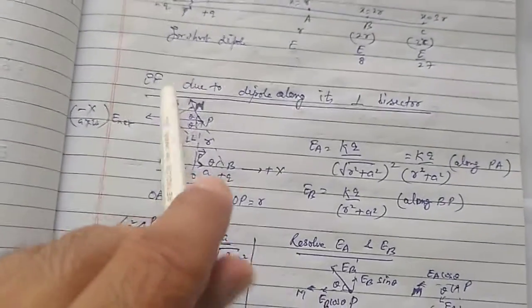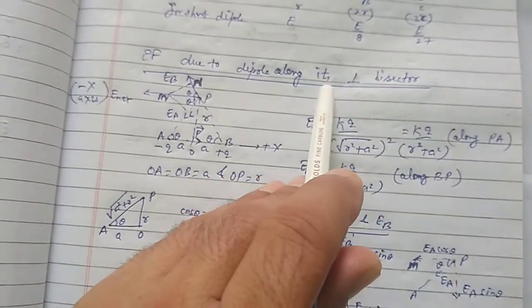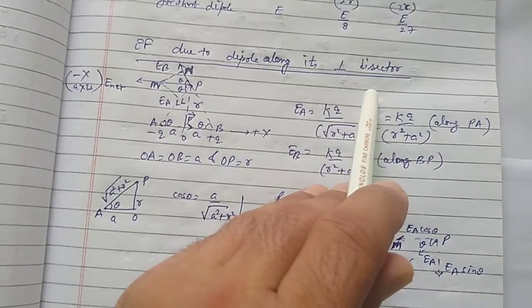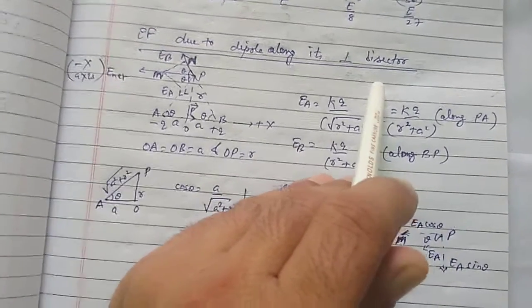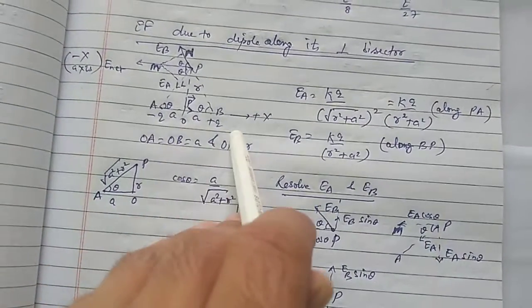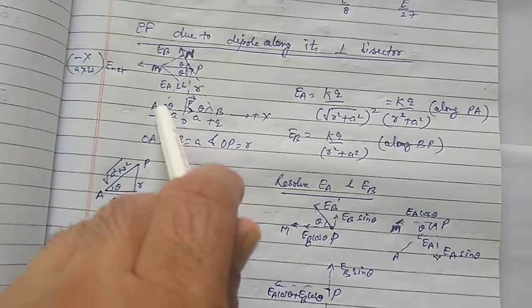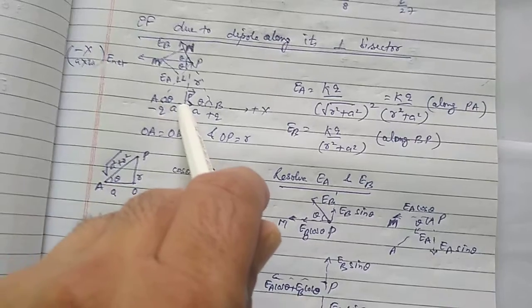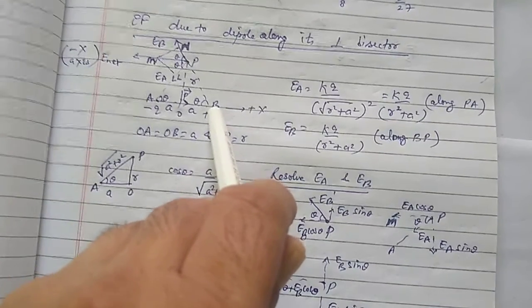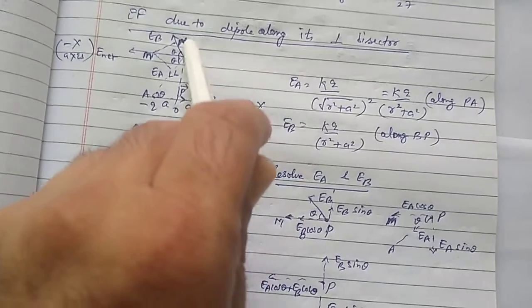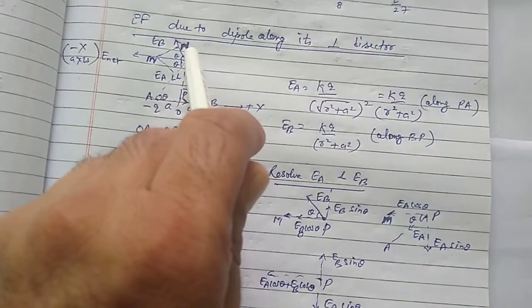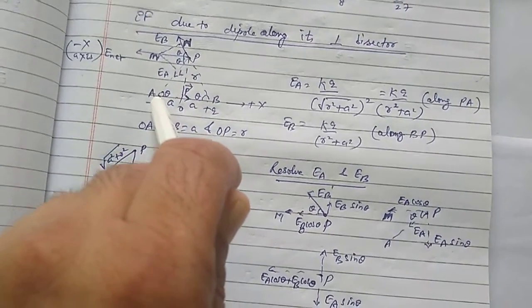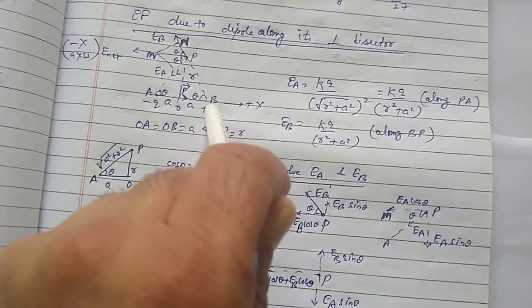Now there is another derivation: electric field due to a dipole along its perpendicular bisector. When I say perpendicular bisector, it can be said equatorial plane also. So I have a dipole, minus q and plus q charge. Minus q lies at A, plus q lies at B, and O is the midpoint. This is OA, small a, and this is OB, small a. So we are taking point P on the perpendicular bisector at distance R, and P is at the same distance from A and from B.